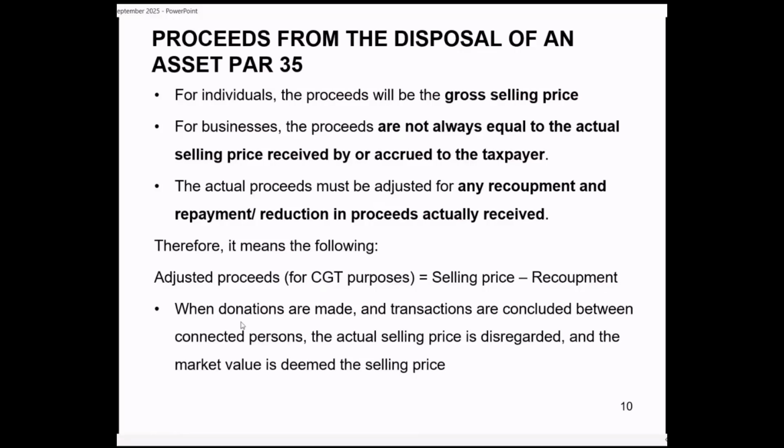Therefore, it means the following: adjusted proceeds for CGT purposes equals selling price minus recoupment. In the case where donations are made, or the transaction is concluded between connected persons, the actual selling price is discarded and the market value is deemed to be the selling price. But for normal sales, where there's no donation, the adjusted proceeds will be equal to selling price minus the recoupment. Remember, we did capital allowance to calculate recoupment. So you must also refer to that.